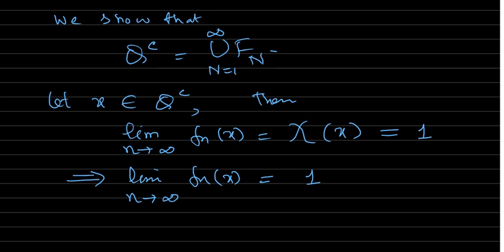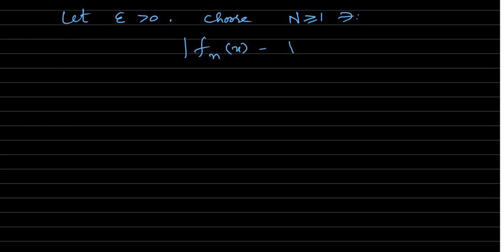So what can I do then? Then for each epsilon positive, I can find some capital N such that mod of fn x minus 1 is less than epsilon for all n greater or equal to the capital N. So let epsilon be any positive number. Choose capital N greater or equal to 1 such that mod of fn x minus 1 is less than epsilon for all n greater or equal to capital N. Okay, so this gives the following.